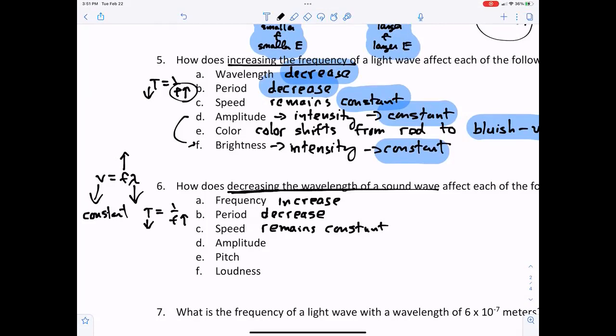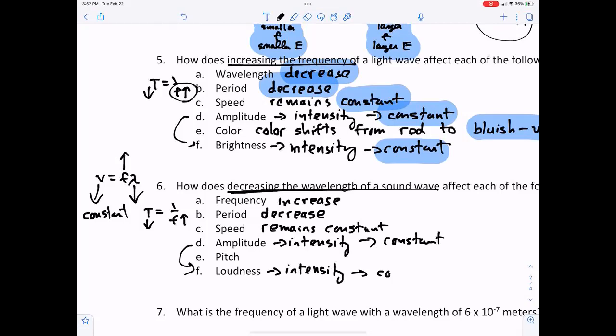All right, amplitude. Well, amplitude again is based on intensity, as is loudness. Loudness refers to the intensity of the noise, both of which would remain constant. It really refers to the same thing. Okay, the pitch matches the frequency, which we already said is increasing. So the pitch will be increasing as the frequency is increasing.